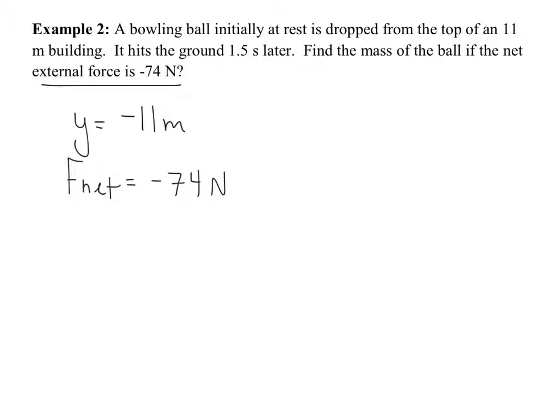Now, before I go further, which way is that force acting? Does negative mean left or does it mean down? Down. Why? Because it says it's dropped from the top of the building. So it's falling down, and what could cause something to drop? Its weight, or gravity. So this is a force acting down, not to the left. It's the y direction. Okay, the negative 74.